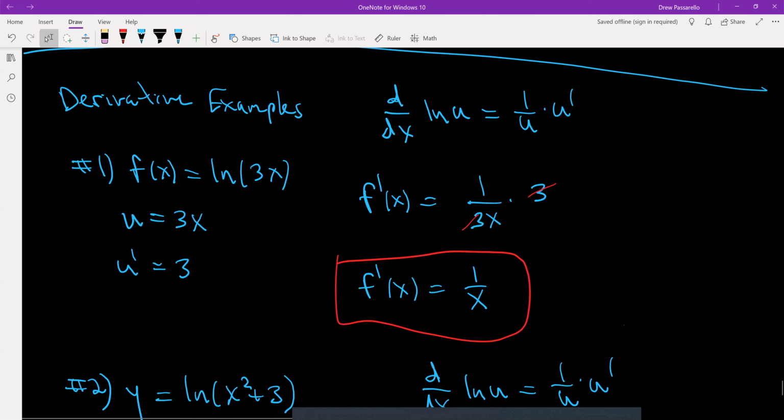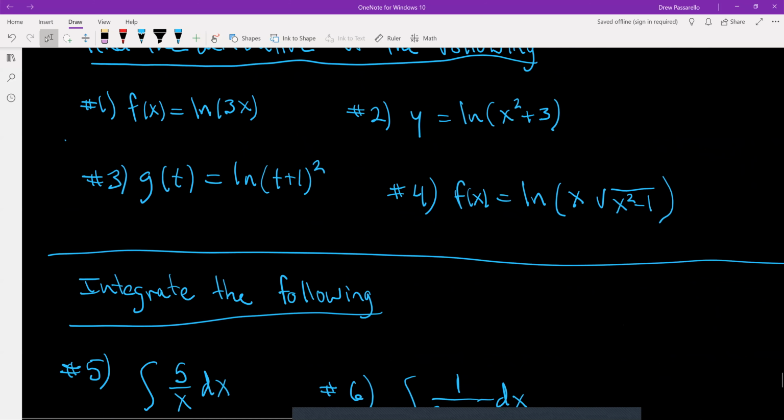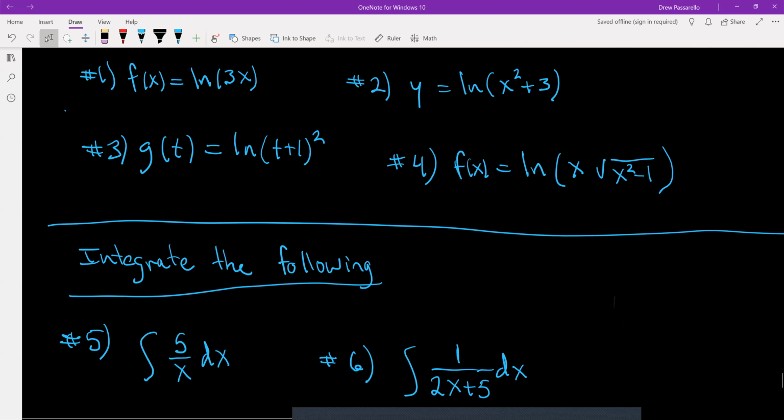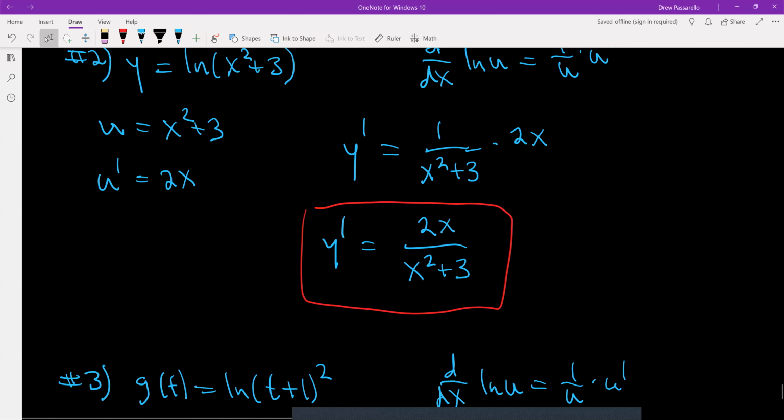All right, so the next one's number 4, and it looks sort of complicated. It's the natural log of x times the square root of x squared minus 1.